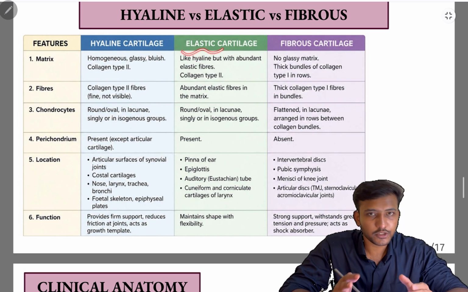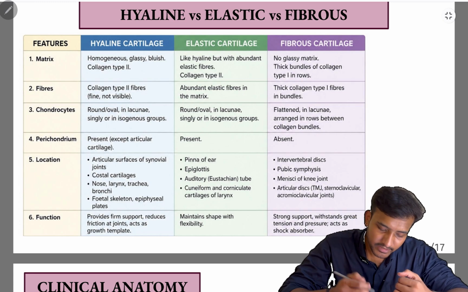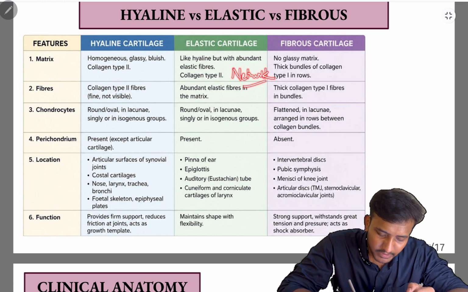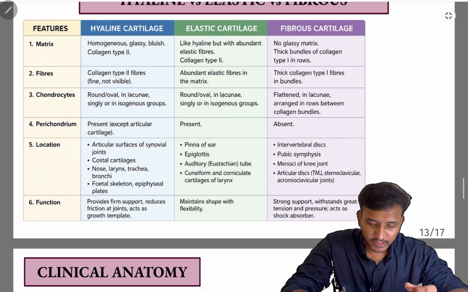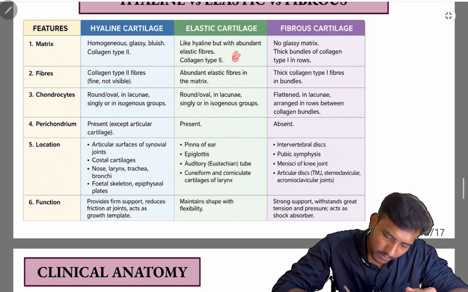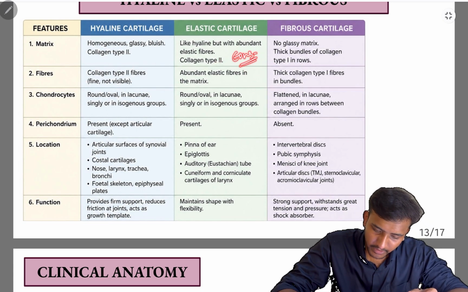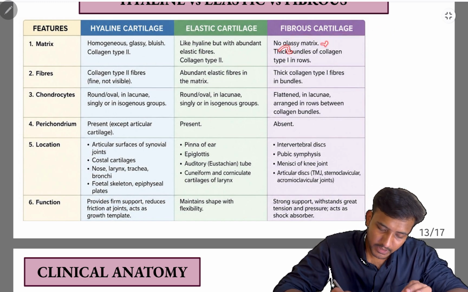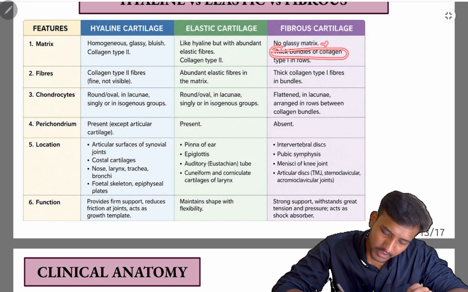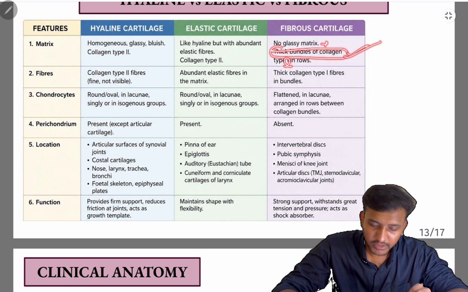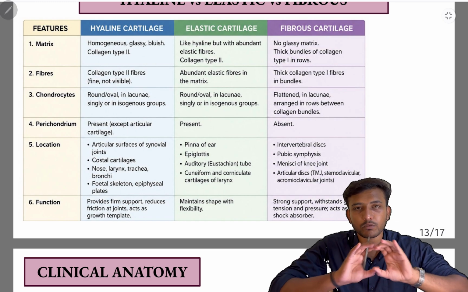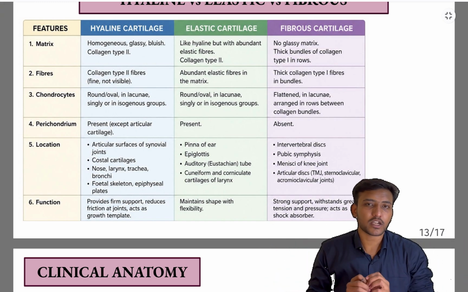In the elastic cartilage, I told you there will be elastic fibers, and these elastic fibers will be forming a network. That is why this is called reticular fibers as well. Apart from that, it will have an eosinophilic matrix. Then coming to the fibrous cartilage, there is no glassy matrix, but there will be thick bundles of collagen fibers, right? I told you what type of collagen. They will be type 1 collagen, going in bundles of collagen fibers. In between one bundle and the next, you will have cells which are arranged in a cord-like manner.